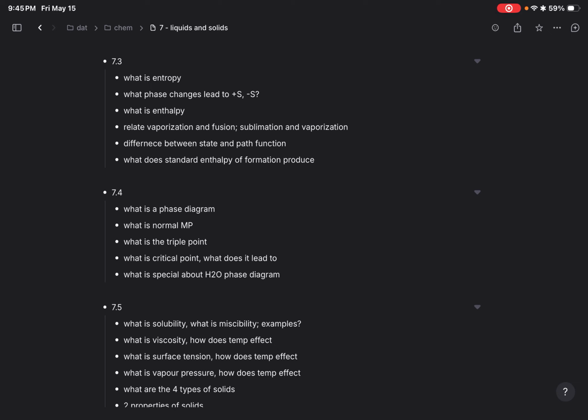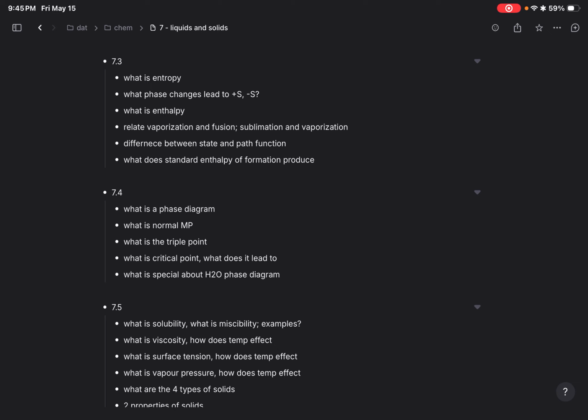Difference between state and path functions. State function depends on the initial and final state, while path dependent depends on the path. Entropy and enthalpy are state functions, or enthalpy for sure is a state function. It just depends on the initial enthalpy and the final enthalpy. I mean, it depends on the state of the beginning and the end, right?